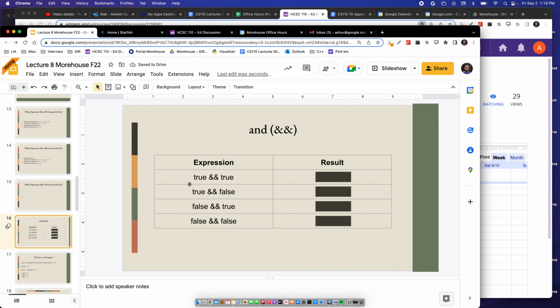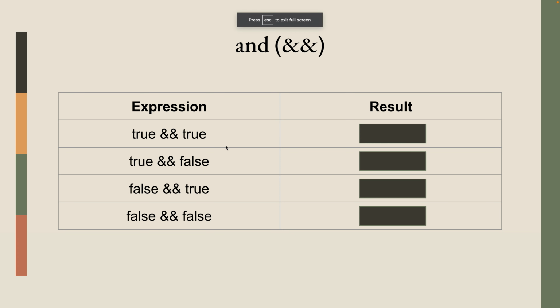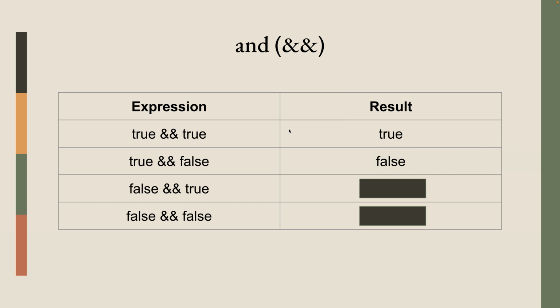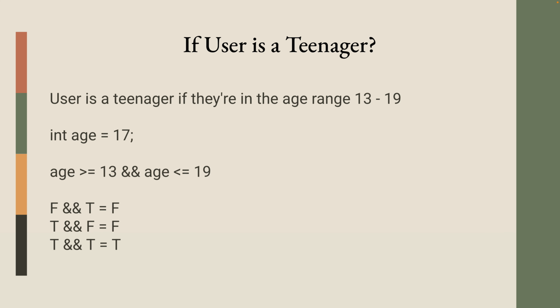Yeah? So putting that into the table. All right, so what did we say true and true is? True. How about true and false? False. False and true? And we didn't do this case, but what would you guess? False. Okay. Cool. So going back to this example, does it make sense why we might need the AND operator? Because they could be multiple things. Yeah, so especially for something like checking if the user is a teenager, there are 2 things that have to be true. And the overall condition is only true if both of these sub-conditions are true.